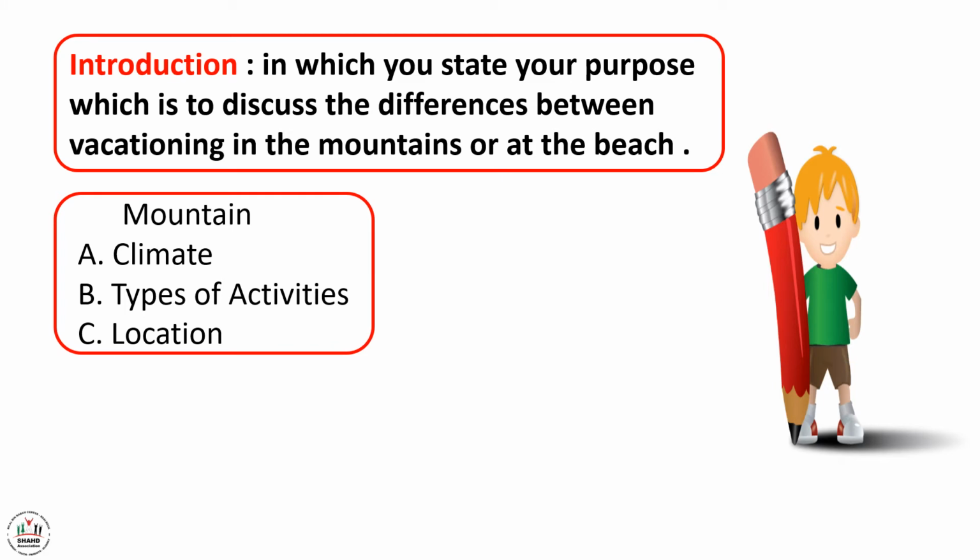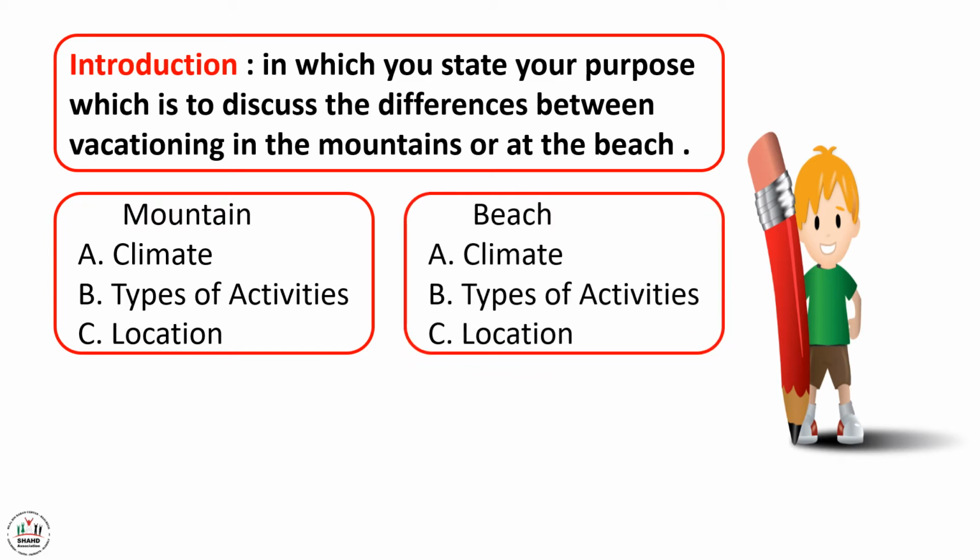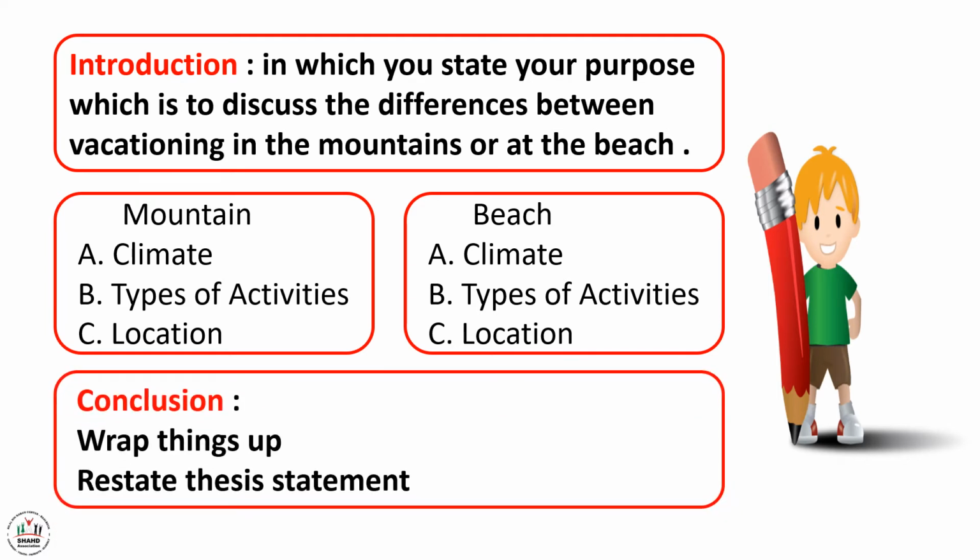In the body of your paragraph, you may start by talking about the mountain: the climate, types of activities, and the location. In the second body paragraph, you talk about the beach: the climate, types of activities, and the location. At the end, write your conclusion, wrap things up, and restate the thesis statement.